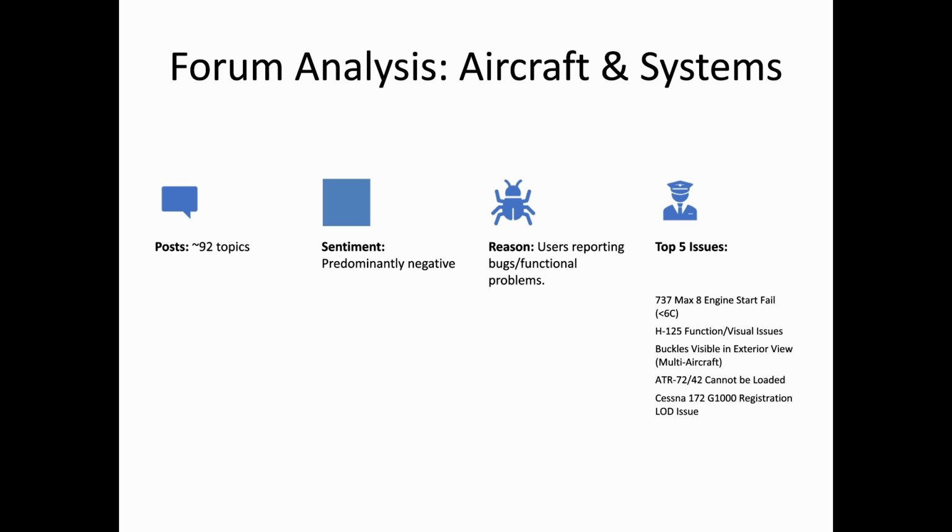That's a really weird view, right? You can see the buckles if you're looking from the exterior side of the aircraft. And I would say an even worse issue is that the ATR 72-42 could not be loaded completely. Besides that, there's the Cessna 172 G1000 registration LOD issue. The G1000 received an update again in the latest update, but I'm not 100% sure if it's been fixed. The ATR issue, I wasn't able to reproduce it 100%, but it could be that I tested it not in the first build, but in the second build, which might already have resolved the issue.